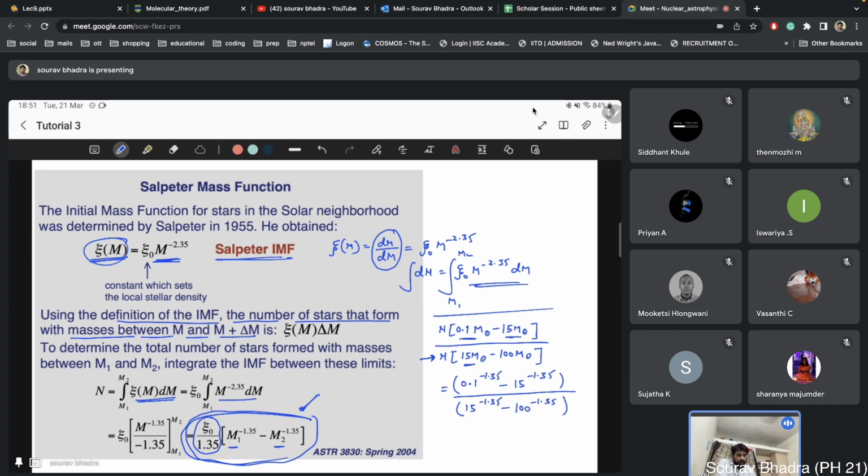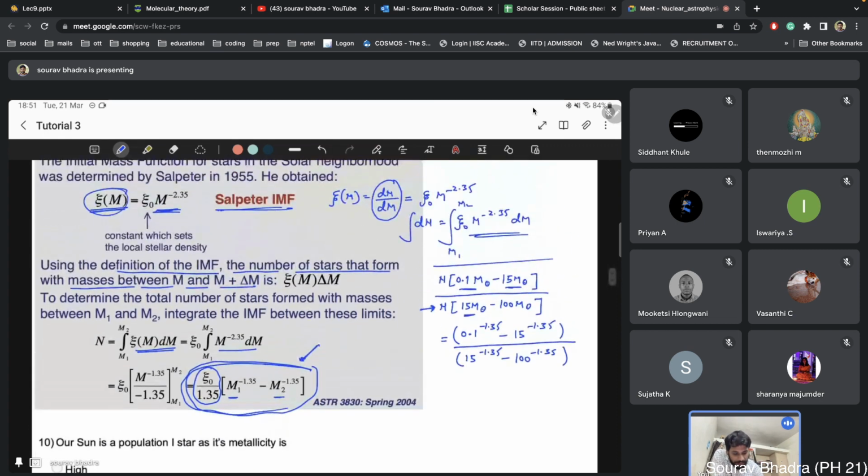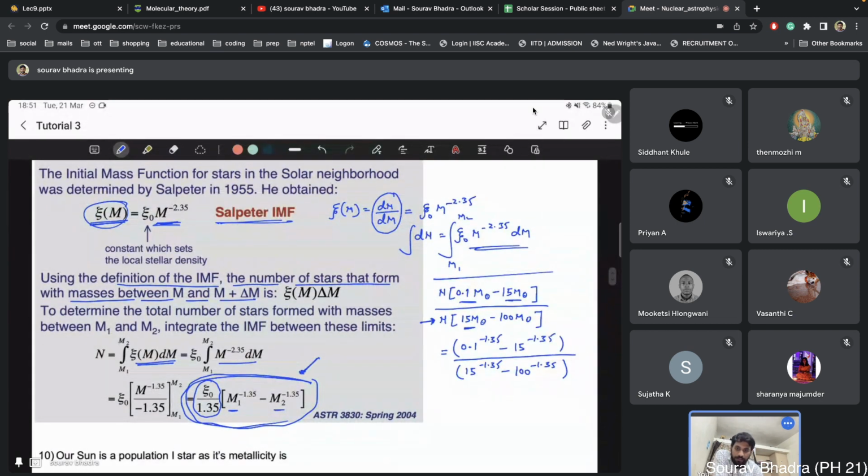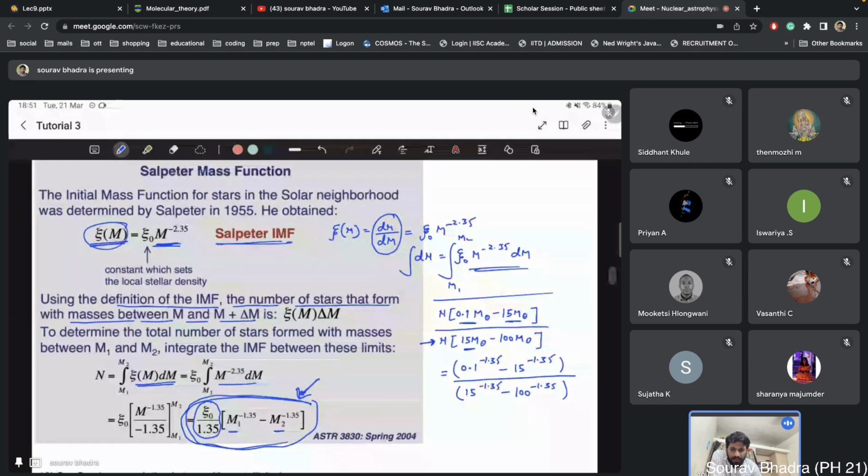I think you can understand that I have just written the number of stars in the two mass ranges which I have divided, using the expression coming from the Salpeter function. Just go through this particular thing. It is very easy to come to this result, just a simple trivial integration. Now if you calculate this expression, you will get the result as roughly 1000.